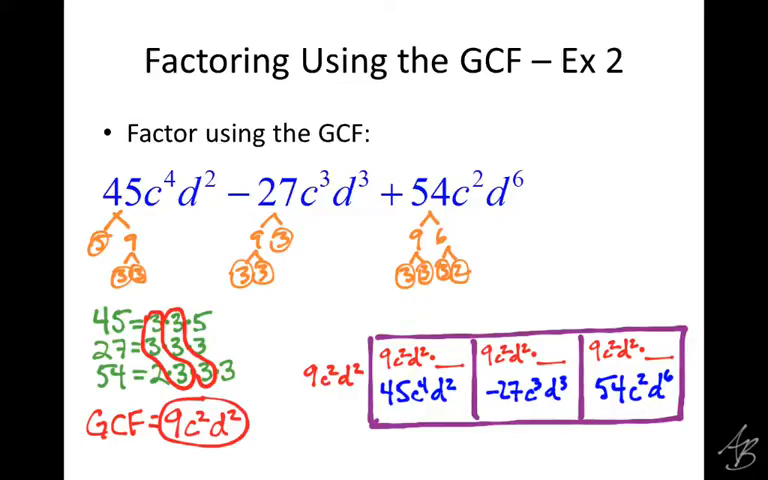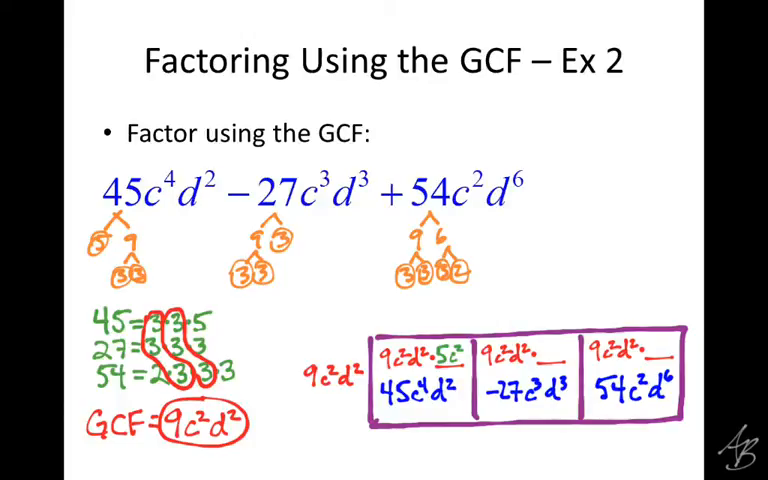All right, so what do I multiply by 9 to get 45? 5. And how many c's do I need still? I need 2 of them, right? So it's going to be c squared because I have 2, but I need 4. How many d's do I need? 0. Okay, move into the next one.